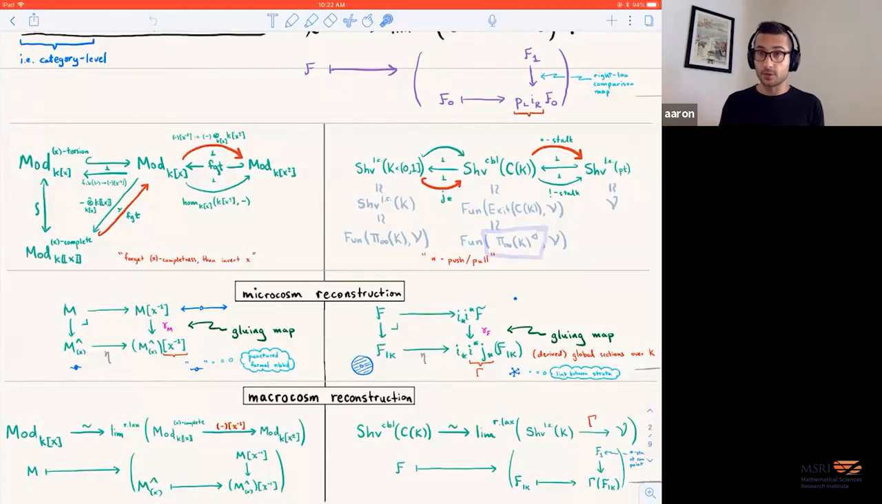If you're familiar with left cones, how do you map out of them? Well, you choose an object, you choose a map out of this, and then you choose a map from an arbitrary object into its homotopy invariance.